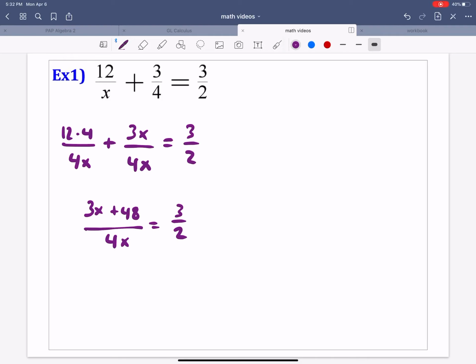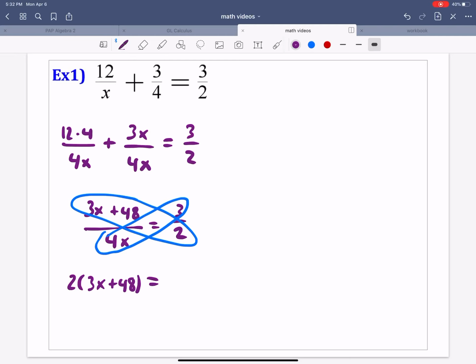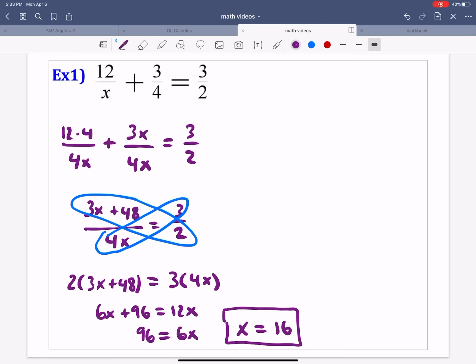Now what we're going to do is cross multiply. Remember when we cross multiply, we do top times bottom equals top times bottom. So when I do that, I get 2 times (3x plus 48) equals 3 times 4x. Distribute: 6x plus 96 equals 12x. Subtract 6x on both sides, so we get 96 equals 6x. Divide both sides by 6, and you get x equals 16. X equals 16. Okay? Nothing funny there.